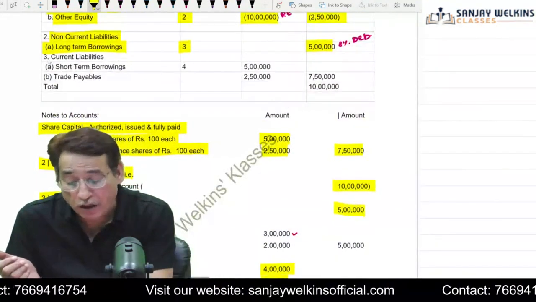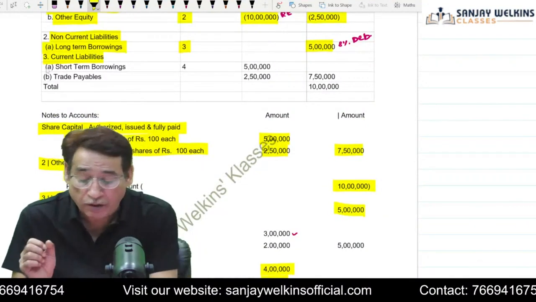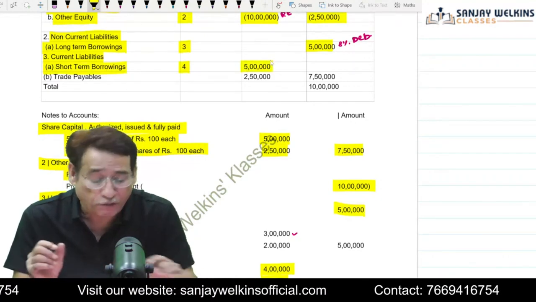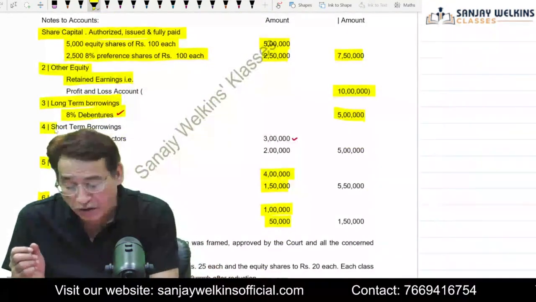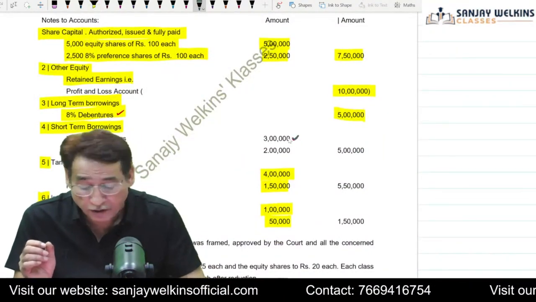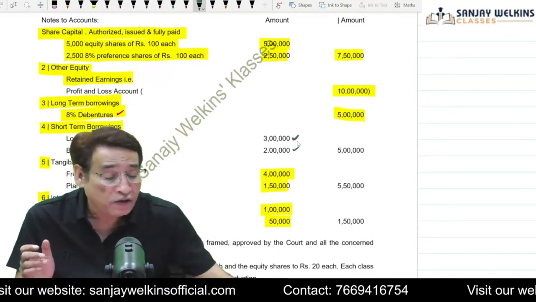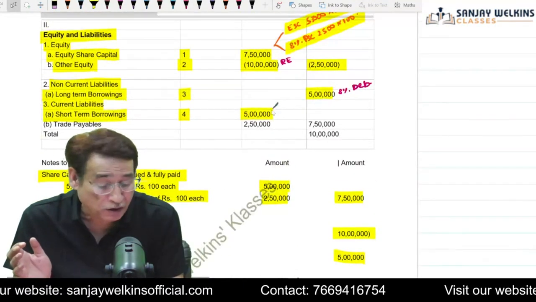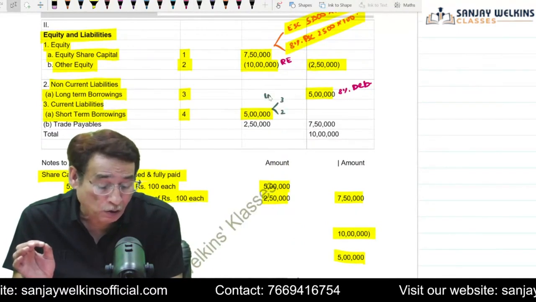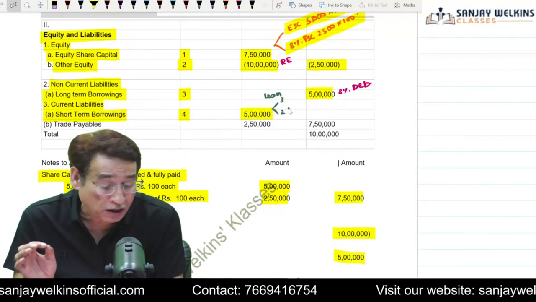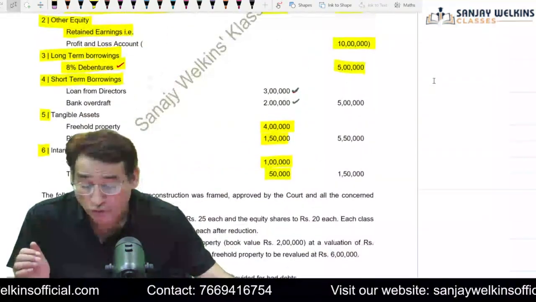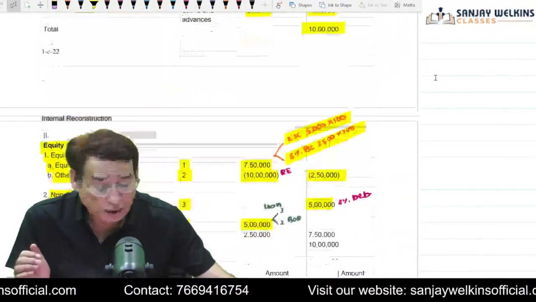Similarly, now we come over to current liabilities. Under current liabilities, we are given short-term borrowings. Again, a note is there. The total amount of short-term borrowings is 5,00,000, but in the note it is written that short-term borrowings comprise two items: loan from directors and bank overdraft. Correct? So the short-term borrowings given in the question are two items, 3,00,000 and 2,00,000. One is loan from director and another one is bank overdraft.